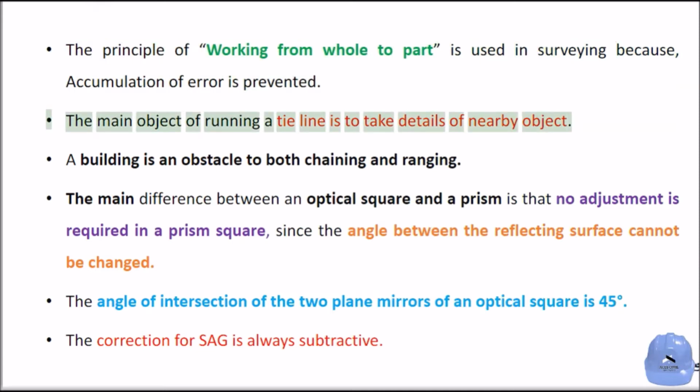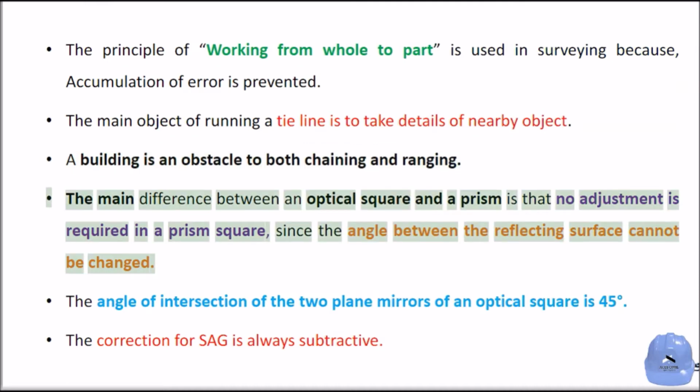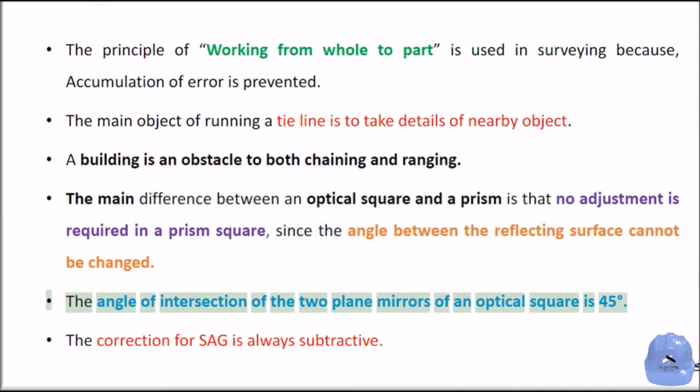The main object of running a tie line is to take details of nearby objects. A building is an obstacle to both chaining and ranging. The main difference between an optical square and a prism square is that no adjustment is required in a prism square, since the angle between the reflecting surfaces cannot be changed. The angle of intersection of the two plane mirrors of an optical square is 45 degrees. The correction for sag is always subtractive.